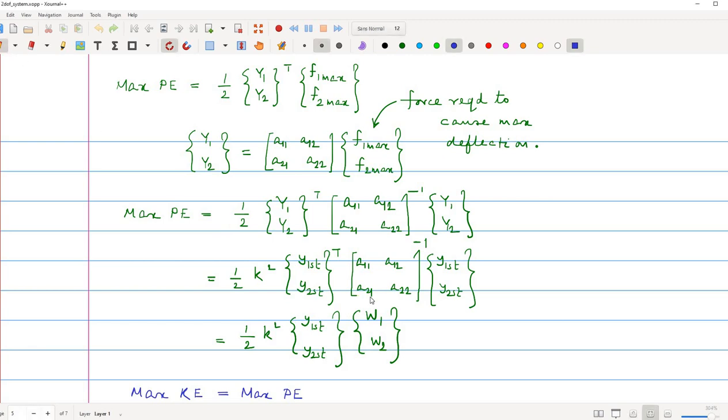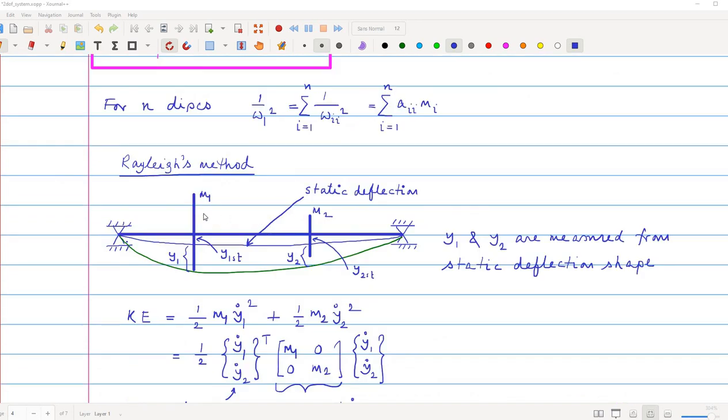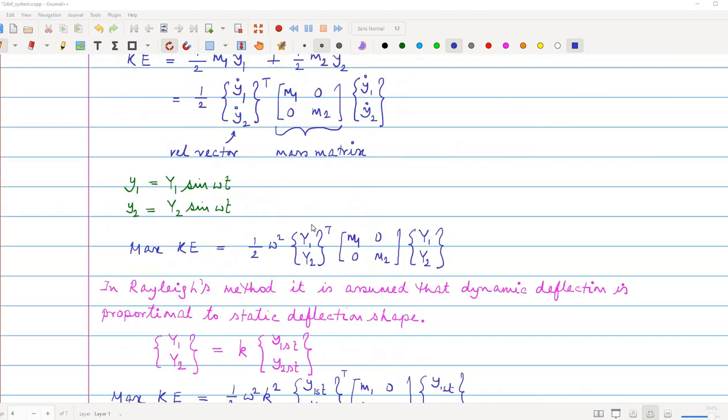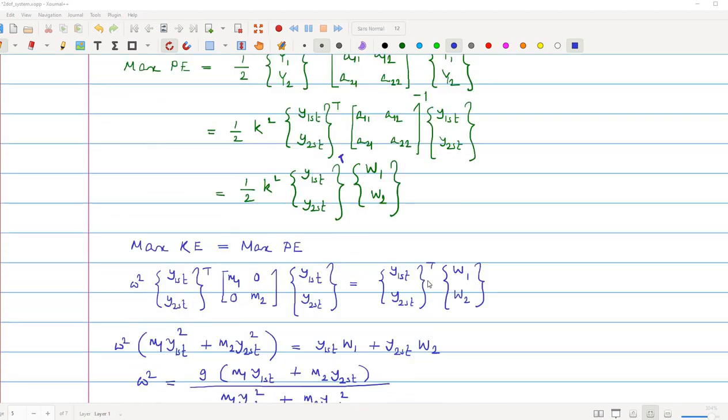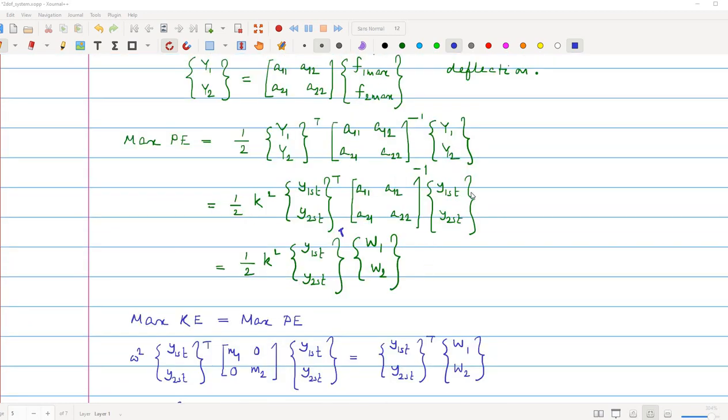Here I have missed the transpose. So transpose y, and what is this? This is a1 a12 a21 a22 inverse, y1 static, y2 static. So this is nothing but the static weights. And what are the static weights? The weight of this, W1, and the weight of this, W2. This is one important thing which you should remember, that this is nothing but W1, W2, because W1 and W2 are actually causing these static displacements. So in place of this we are putting W1, W2.